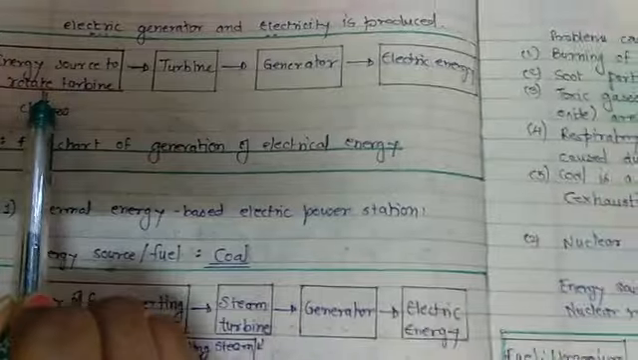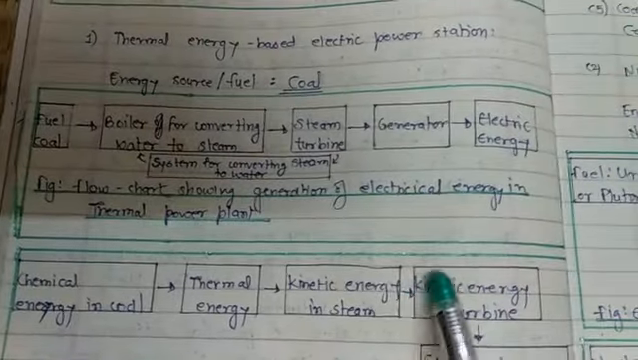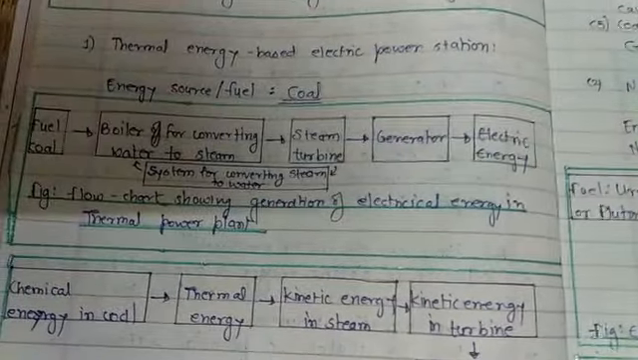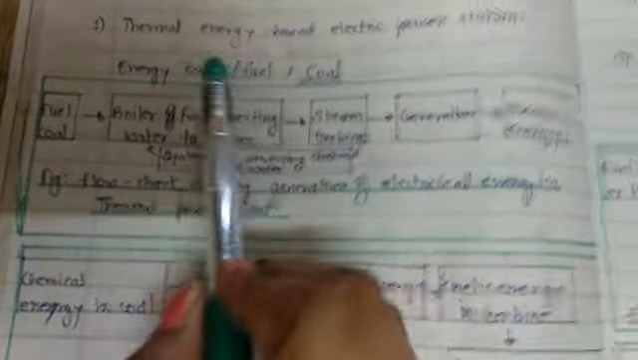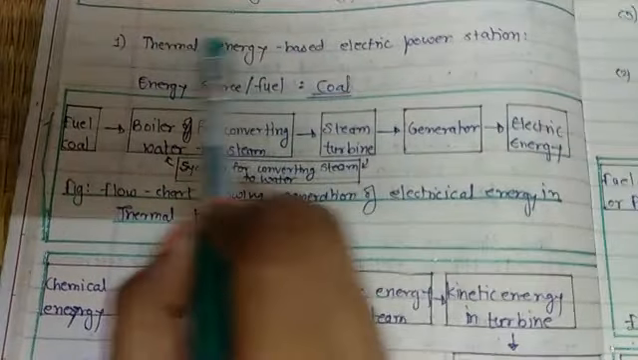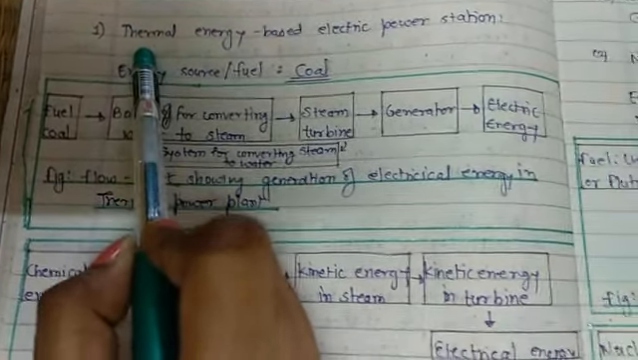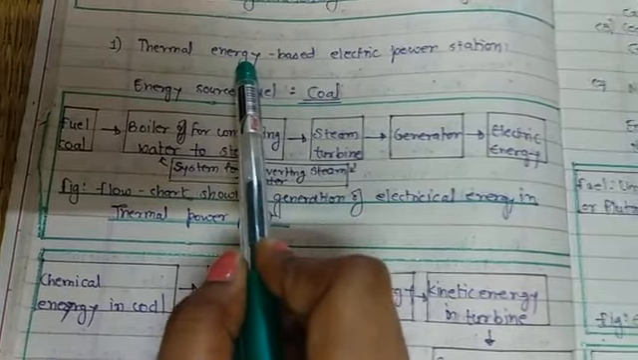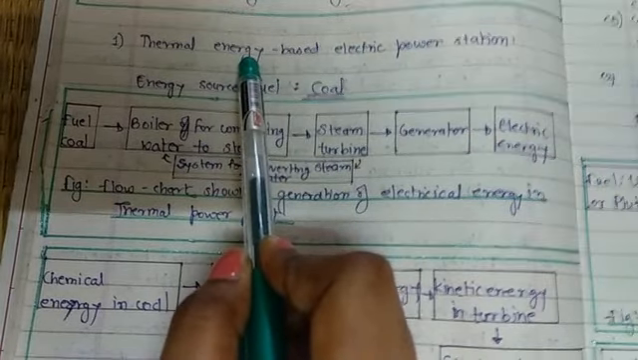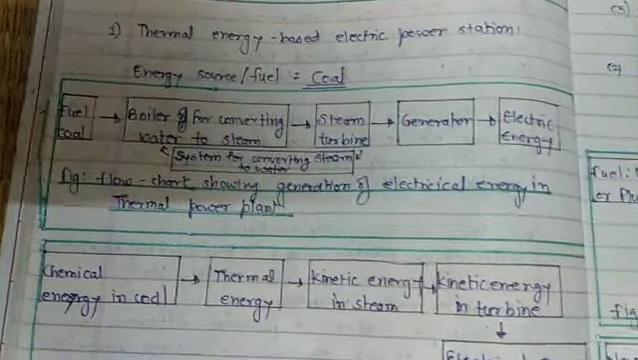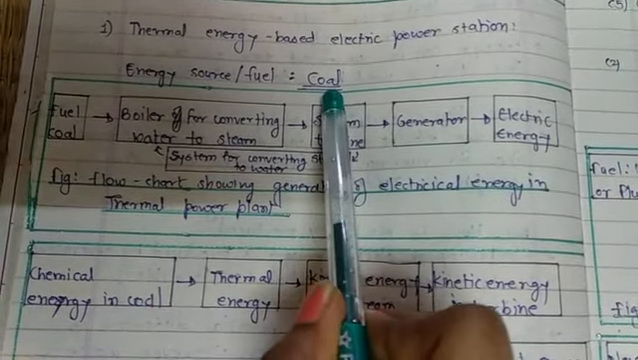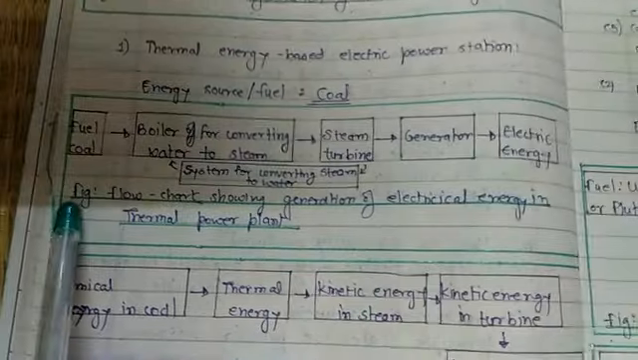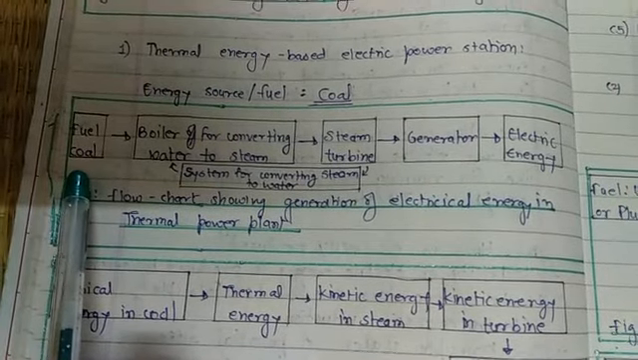Okay, so let us study the first part of it, that is the thermal energy based electric power station. In this, as I told you, always remember thermal energy is heat energy. Remember the thermal energy powered engines in older days? We have seen them in movies, right? In those, what did we use? We used coal as fuel. So let us see this. The fuel here is coal.